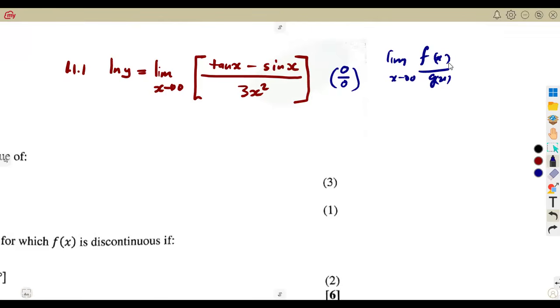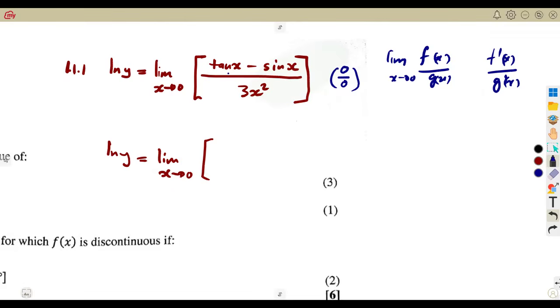What are you going to do? You're supposed to differentiate f of x, also differentiate g of x, meaning differentiate the numerator and also the denominator. So let's differentiate. That is, ln y is equal to the limit as x approaches 0. Applying our L'Hospital's rule, differentiate tan. What is the derivative of tan? The tan gives us a sec squared.